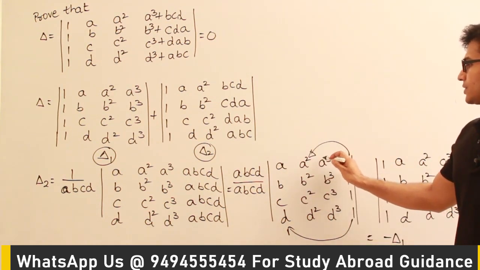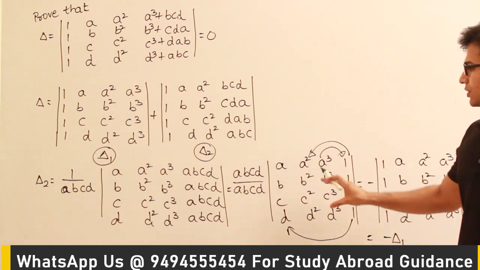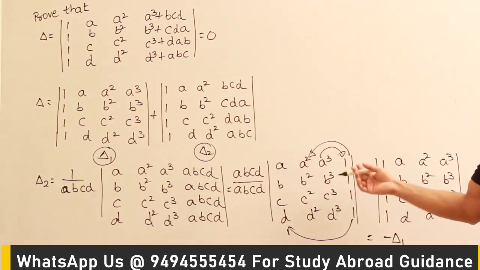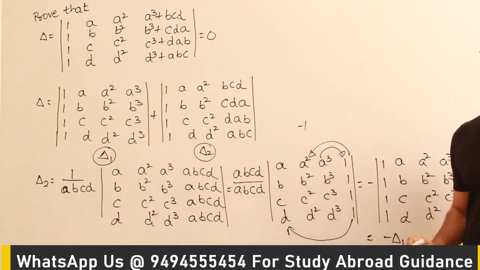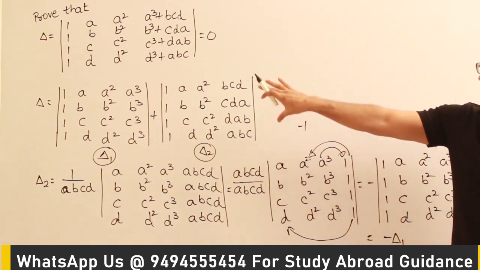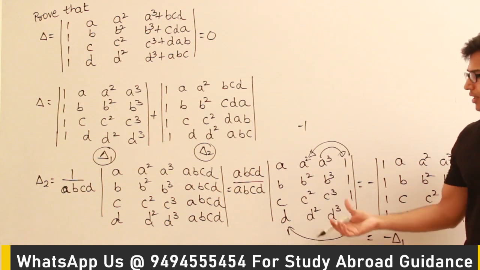And then I'll finally exchange this one with this one. So there are three exchanges required. For every exchange we have to multiply this with -1. See, in order to get this one into that format, three exchanges are required. You can check it out.